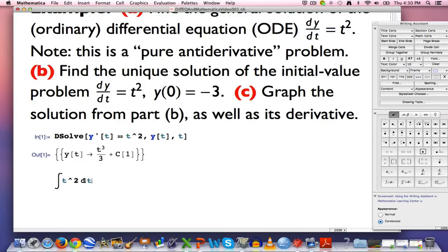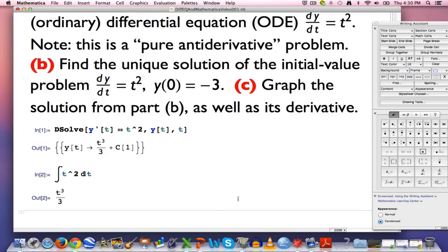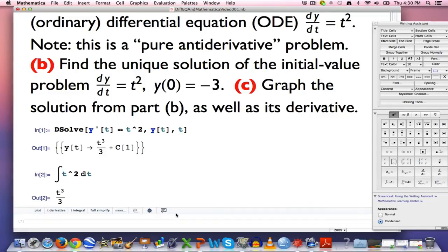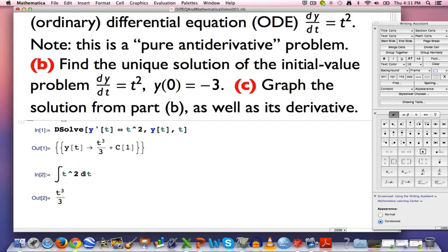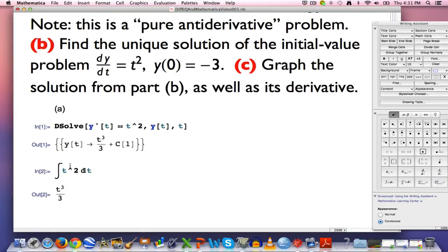shift return. There we go, t cubed over 3. Where's the C? Well, as a default here with an indefinite integral like this, Mathematica doesn't bother putting the plus C. It assumes you know that you should put the plus C. That's something to know about Mathematica here. The answer is t cubed over 3 plus c. So this is part A. This is the answer to part A. How about part B?